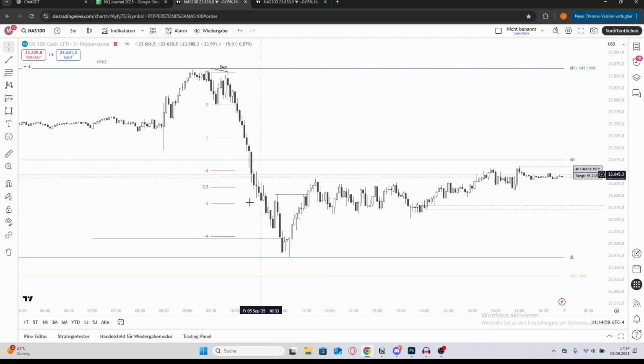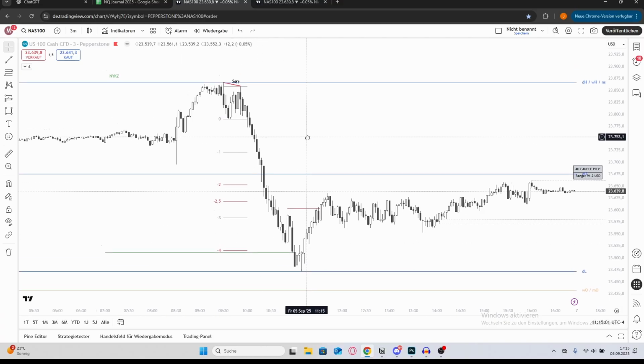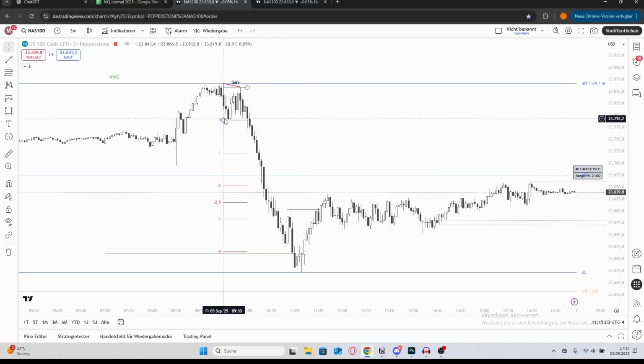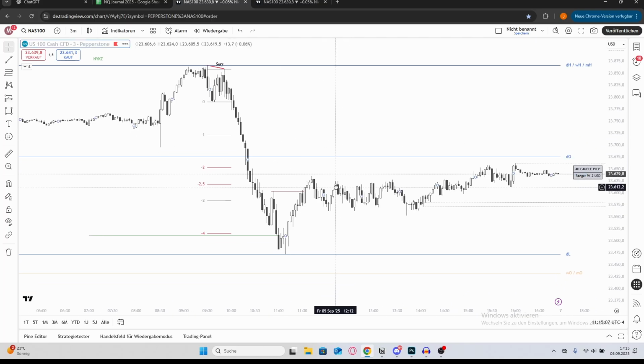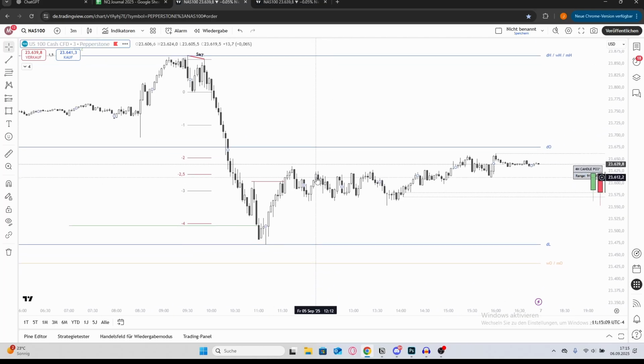And we can use the standard deviation tool from this high here to this low here, and we can see, and that's why I love standard deviation. You can see we almost perfectly hit the -4 level. Like you can see, we hit the -4 level and then price started to bounce here.